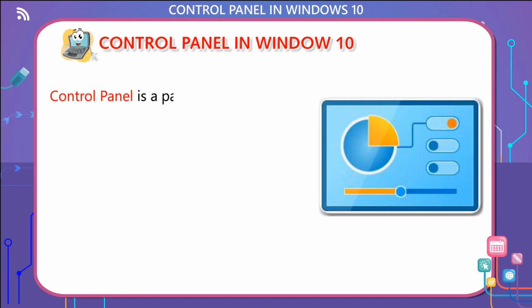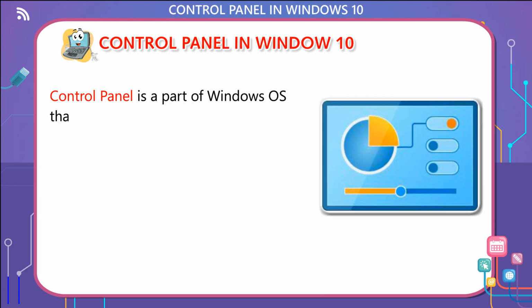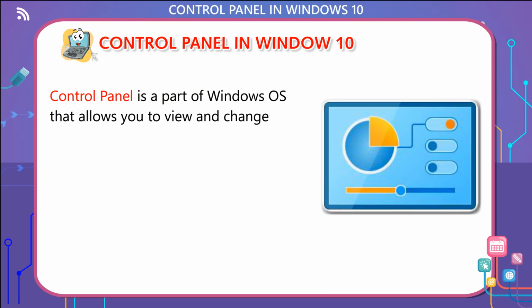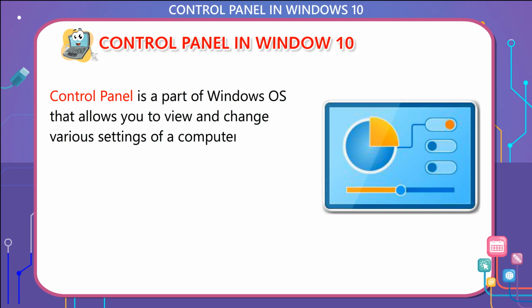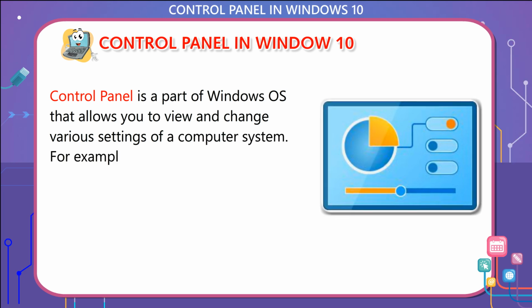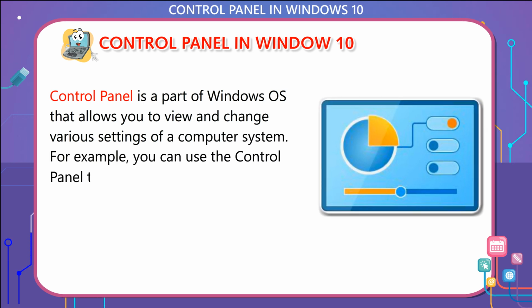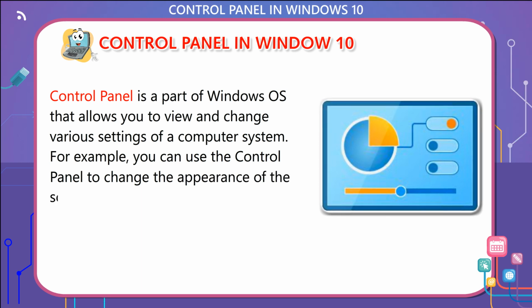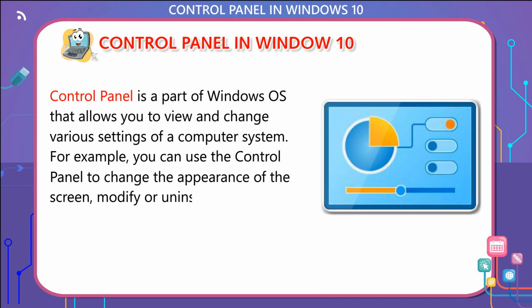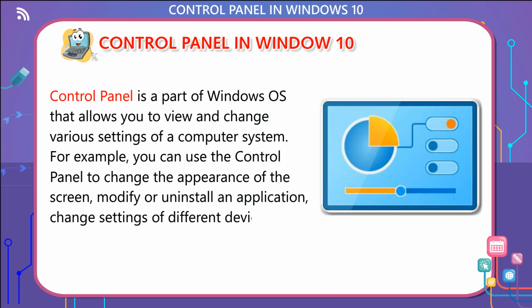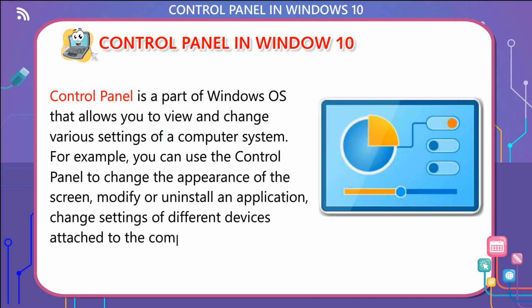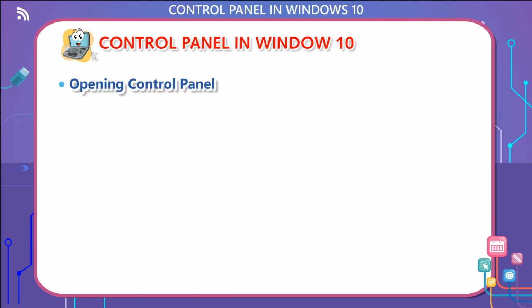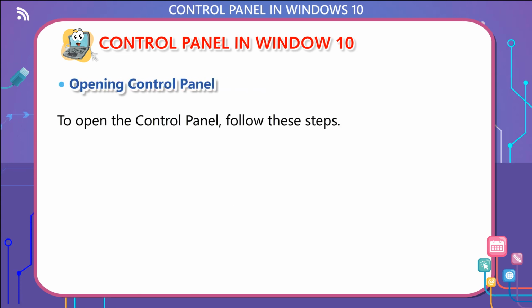Control Panel is a part of Windows OS that allows you to view and change various settings of a computer system. For example, you can use the Control Panel to change the appearance of the screen, modify or uninstall an application, change settings of different devices attached to the computer, etc. Opening Control Panel. To open the Control Panel, follow these steps.